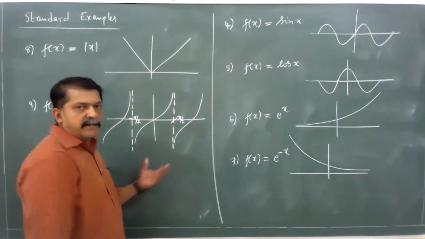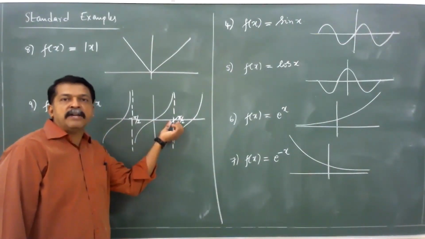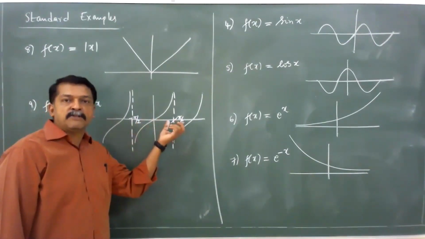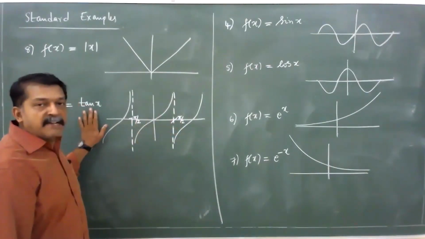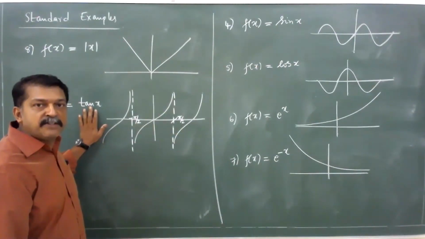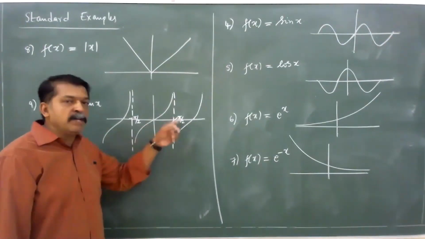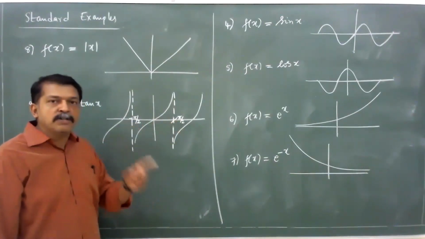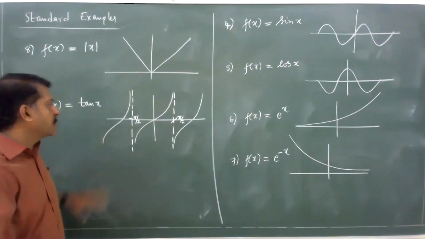Consider the domain in such a way that these points are not there in that domain. Pi by 2, 3 pi by 2, minus pi by 2, odd multiples of pi by 2. If you remove them from the domain, then tan x becomes continuous. In general it is a discontinuous function, but you can make it continuous by removing the points of discontinuity. If you don't consider these points in your domain, then tan x becomes continuous. Okay? Next one.